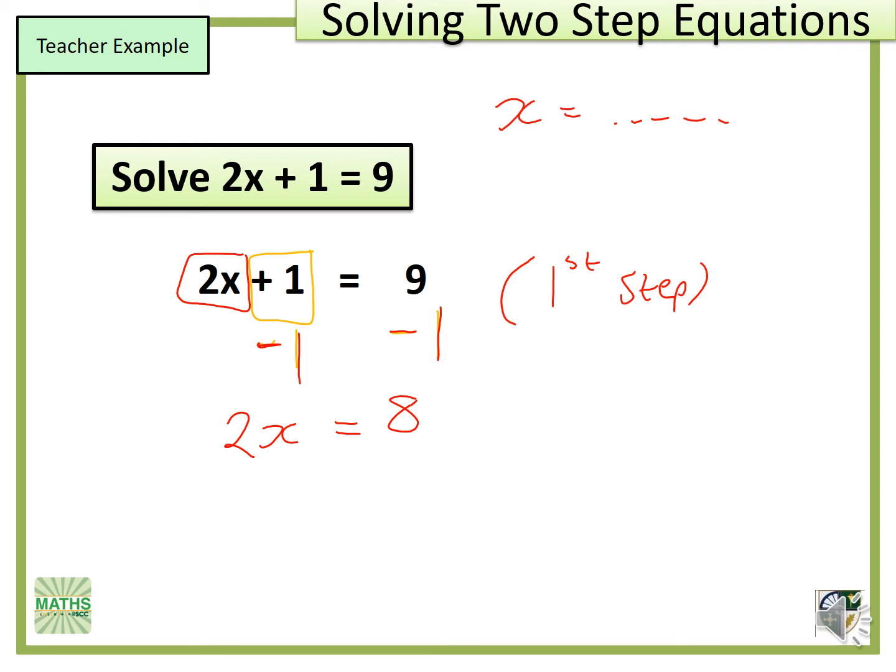Our second step would be, 2x means 2 times x. So what's the inverse of times 2? It's going to be divided by 2 on both sides. 2 lots of x divided by 2 gives me 1 lot of x, and 8 divided by 2 here gives me 4. So our final answer for this solution is x equals 4, and that is our second step.